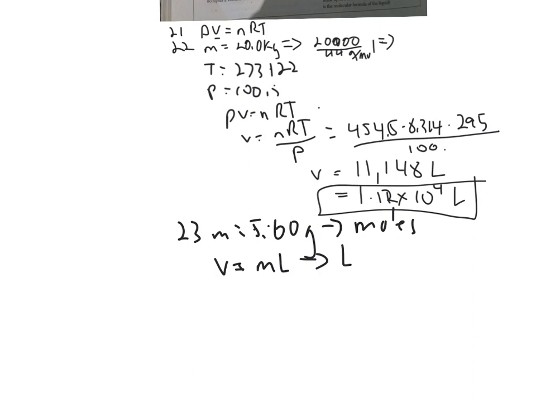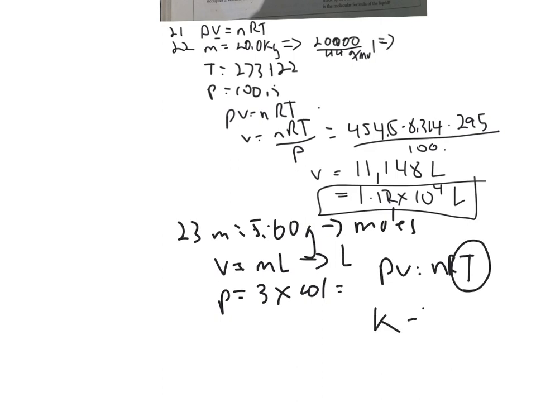And then 3 atmospheres. 1 atmosphere is equal to 101, so 3 atmospheres is 3 times 101. And then you sub all those into PV equals nRT to find the temperature, and you're going to find that in Kelvin, and then you're going to subtract 273 from it. So that's the process that you're going to go through. You're going to take the mass that they give you, in grams, convert it to moles. You're going to take the volume.